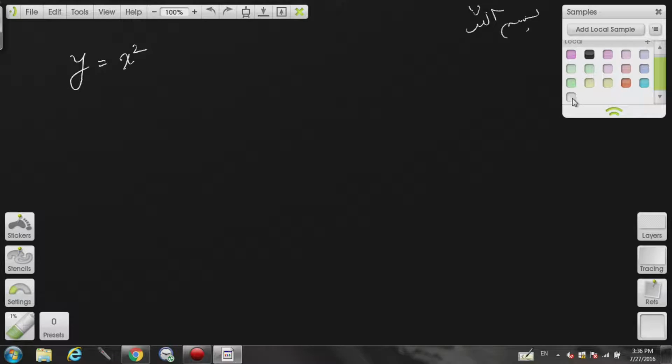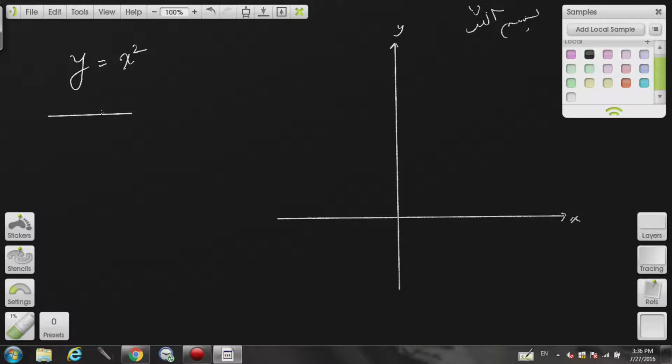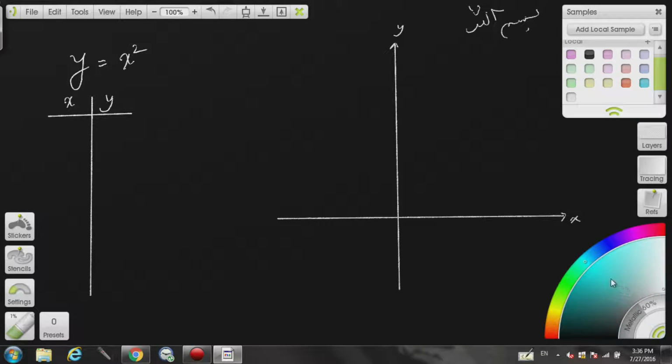Okay, so let's try to graph this. I'm going to put the x-axis here, and then the y-axis over here. Okay, so let's make a table. This is going to be x and y, this input-output, domain and range. So let's pick some values, y'all.